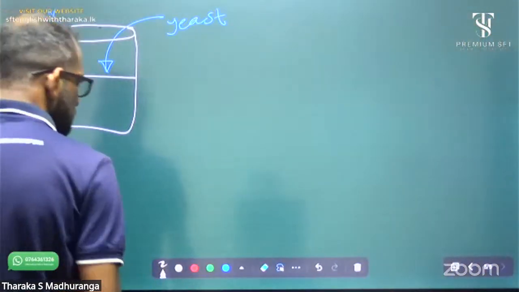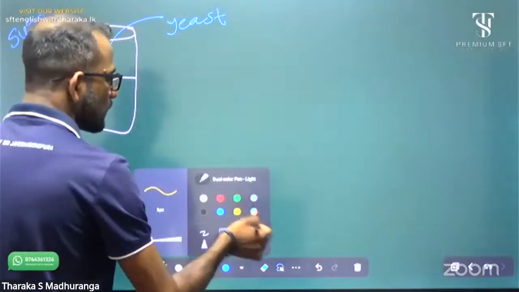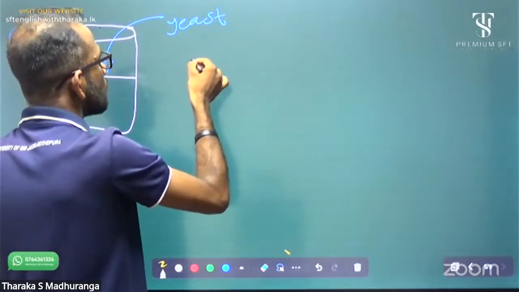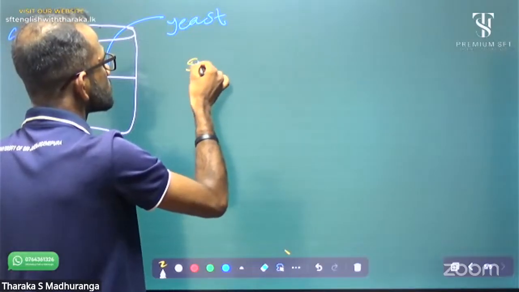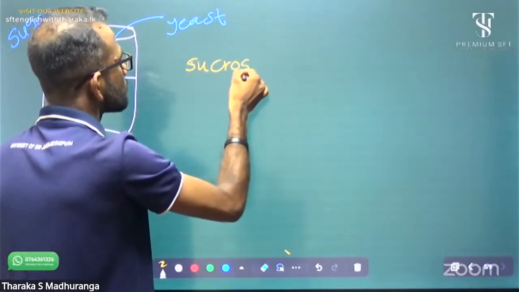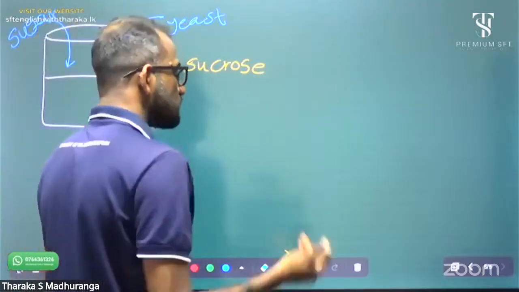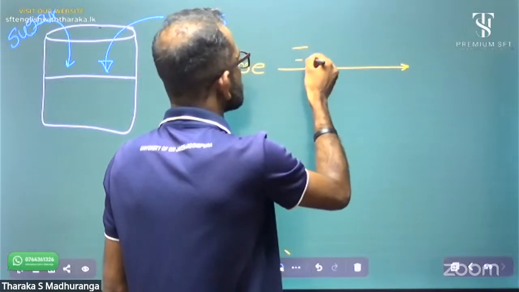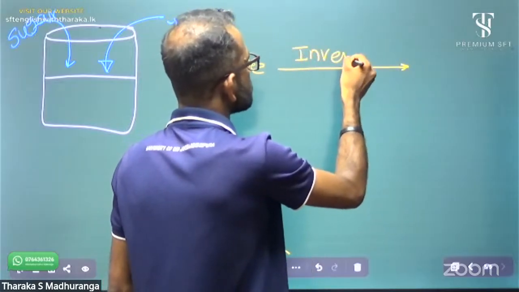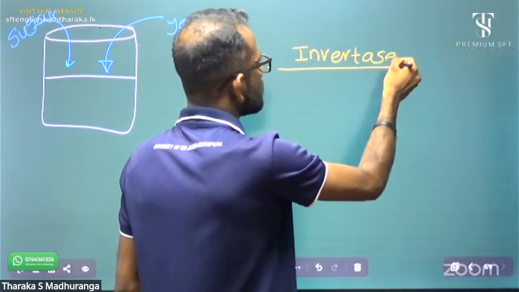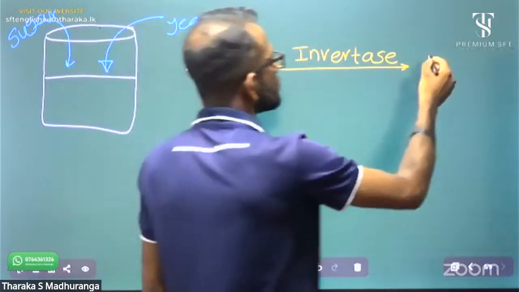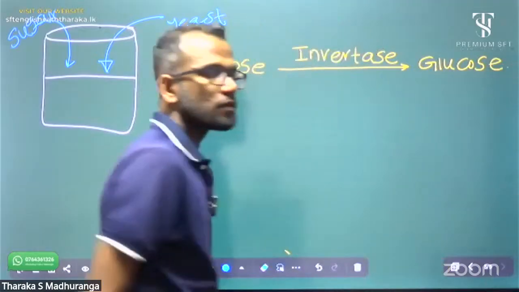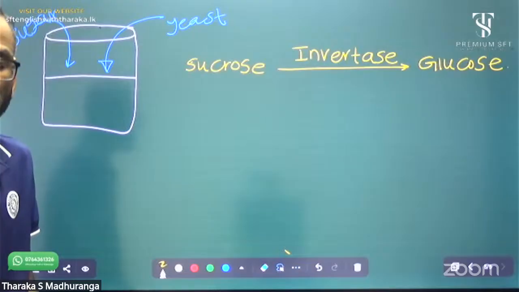Okay, then what happened? This sugar means sucrose. This sucrose breaks down. Saccharomyces cerevisiae releases the invertase enzyme. Remember, invertase enzyme breaks down this sucrose into glucose and fructose. Sucrose breaks down into glucose and fructose.